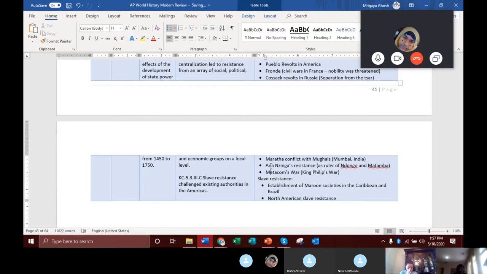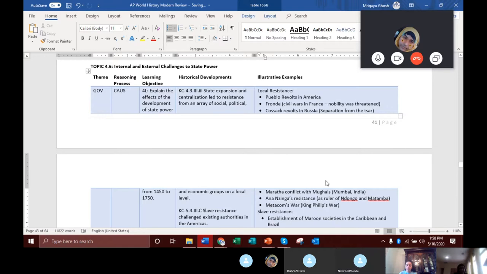Oh, I'm finding this all in my book. What a fun time. Oh, for the coast. Oh, you could also put Pugachev's Rebellion here. Which rebellion? Pugachev's Rebellion in Russia. Oh, Pugachev. Yes.